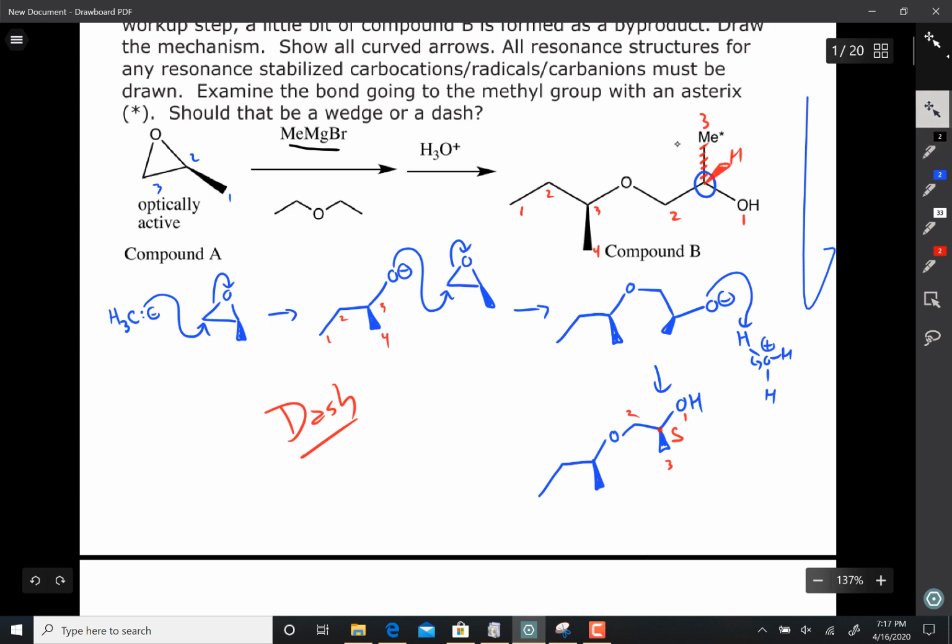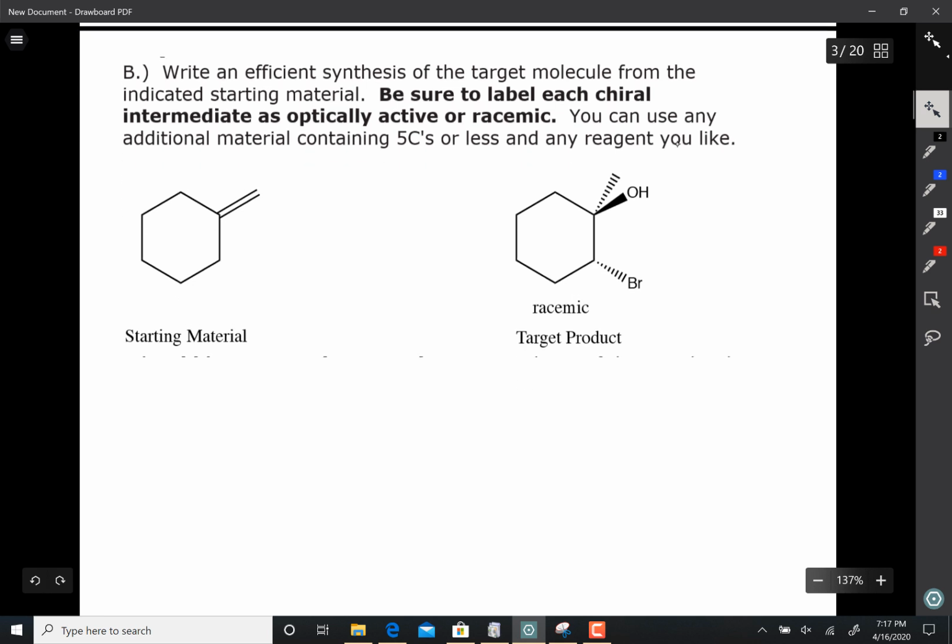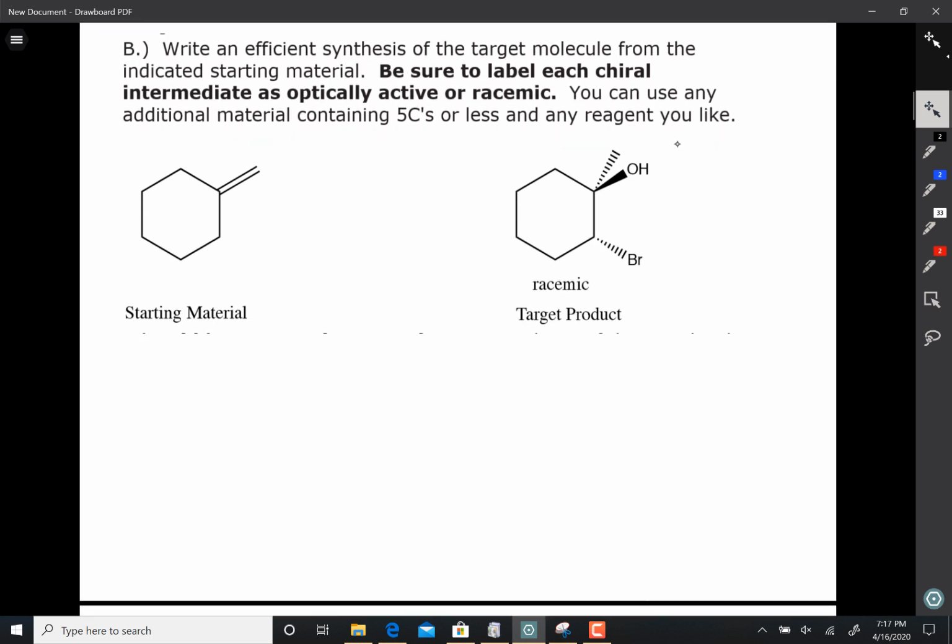Okay. Okay, next one. Next one is a synthesis problem. Write an efficient synthesis of the target molecule from the indicated starting material.